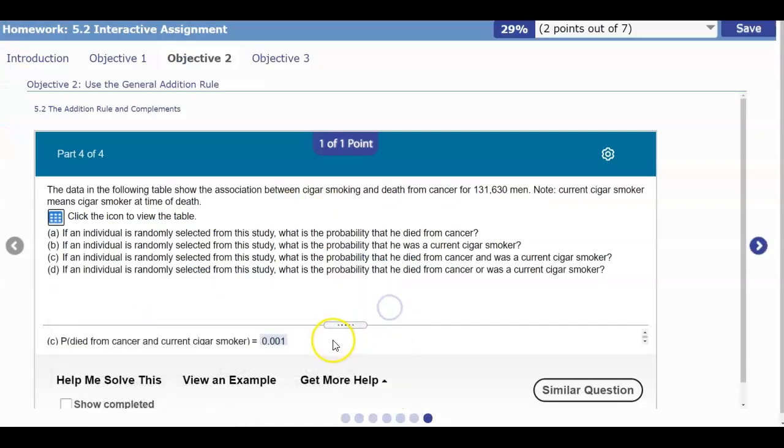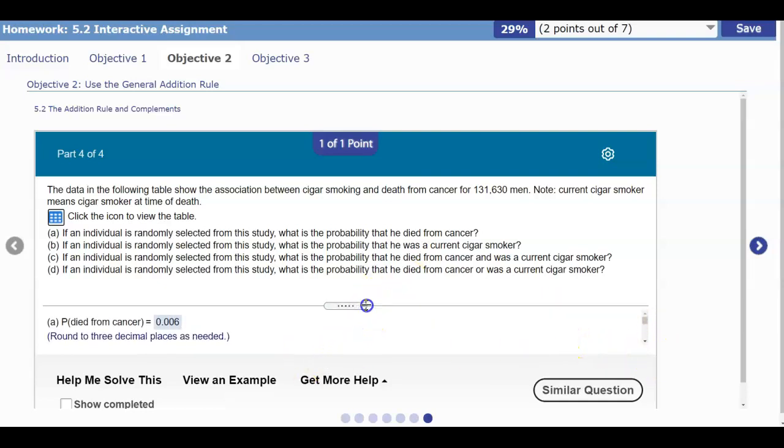So, putting in our answer, for part A, we get the following. The probability of died from cancer for part A is 0.006.